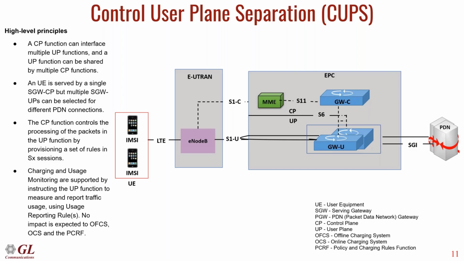The control plane function controls the processing of packets. So it provisions the rules in the user plane, which sets a set of packet forwarding rules. In turn, the user plane applies these rules and reports back all the usage and other quality metrics it calculates.